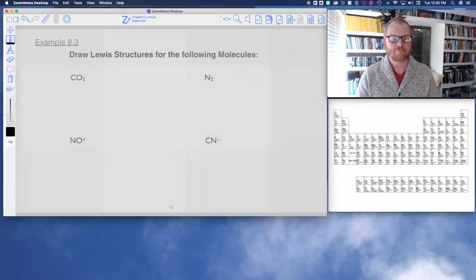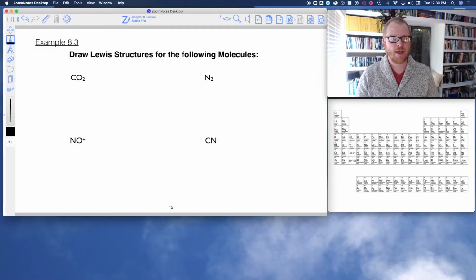So let's do some examples. What I'm going to do, so you have the option of working alongside me if you want, is I'll do CO2, and then I'll do the other three. You should work alongside me or pause it and work on it on your own and see if you come up with the same answer that I do. So let's first do CO2 together.